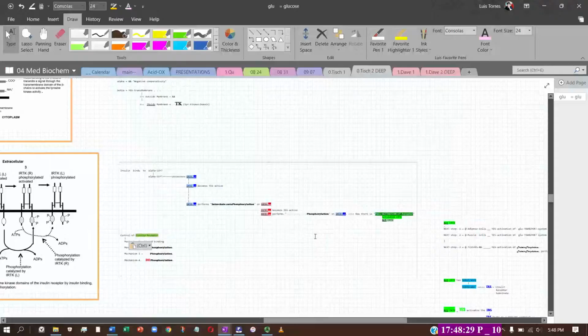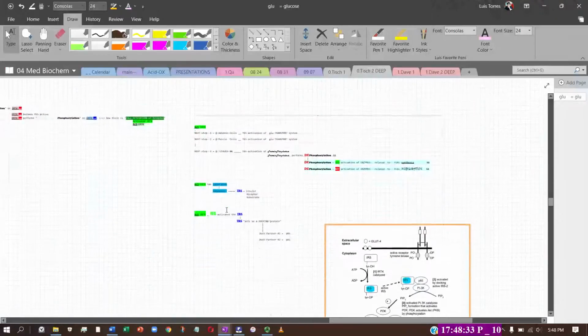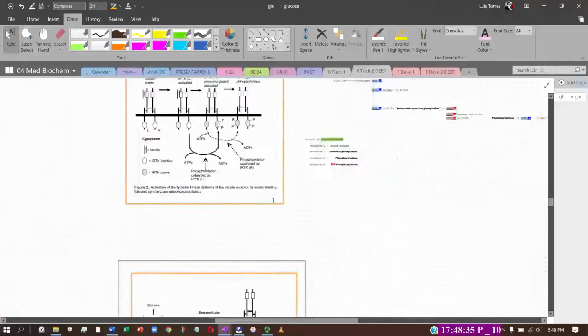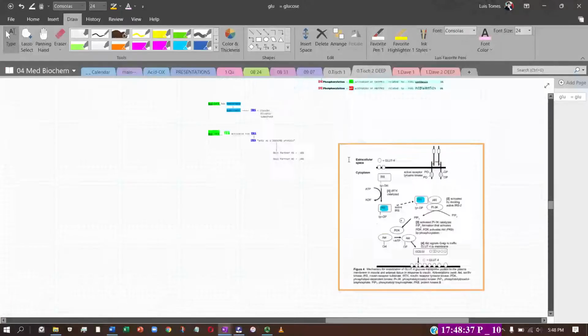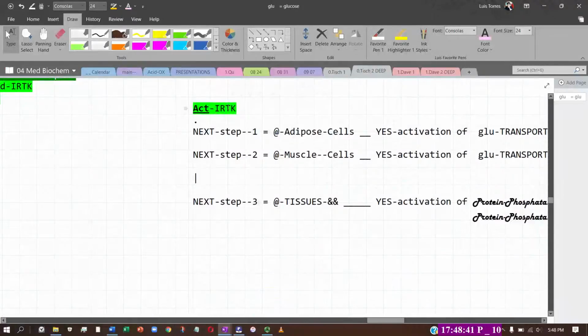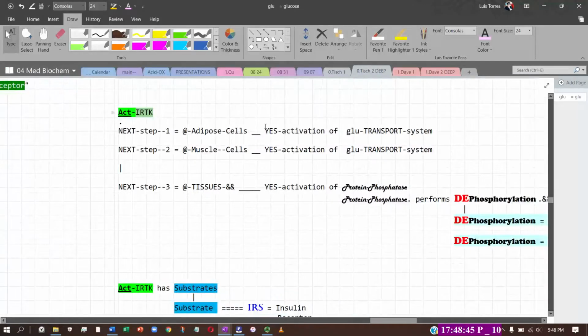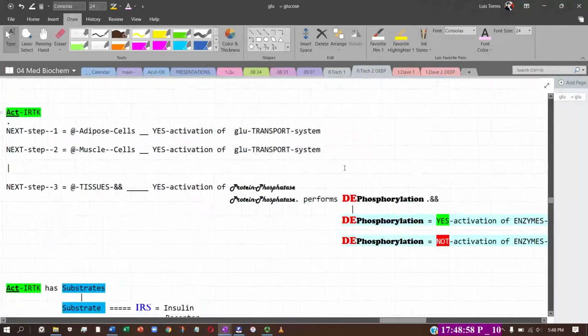Cool. So we need to keep moving forward this way. So figure 2, figure 4. Anyway, now that you have an activated IRTK right here, the next step, number 1, is that at adipose tissues, you have the activation of the glucose transport system. And the same thing is happening at muscle cells, activation of the glucose transport system.